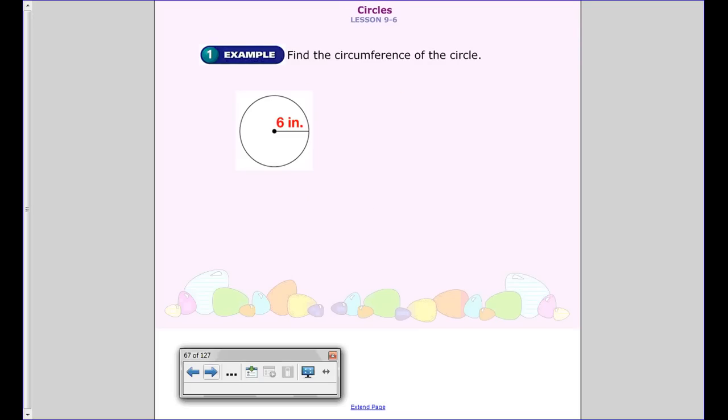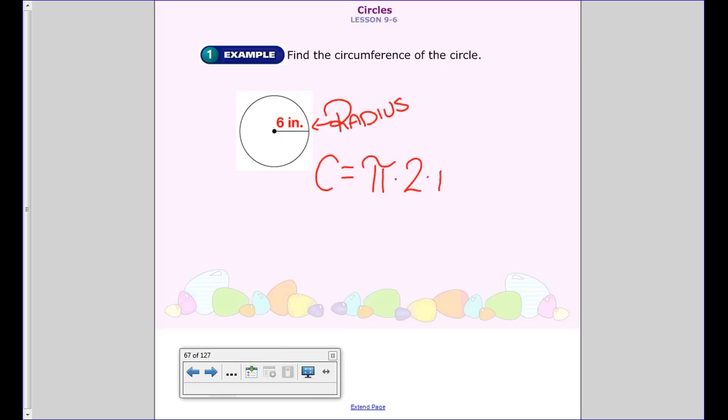So here, find the circumference of the circle. Well, here I'm looking at it, and I notice they give me the radius. So in order to find the circumference, I have to do 2 times the radius times pi. So 2 times the radius is 6, so I have 12 inches times that 3.14.